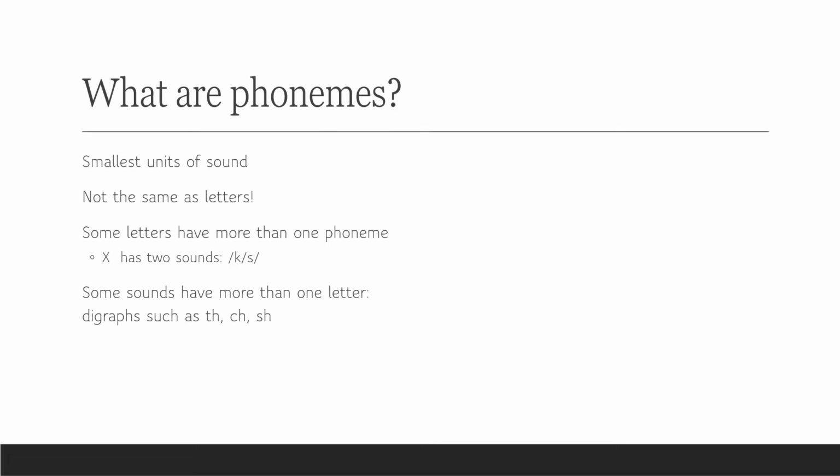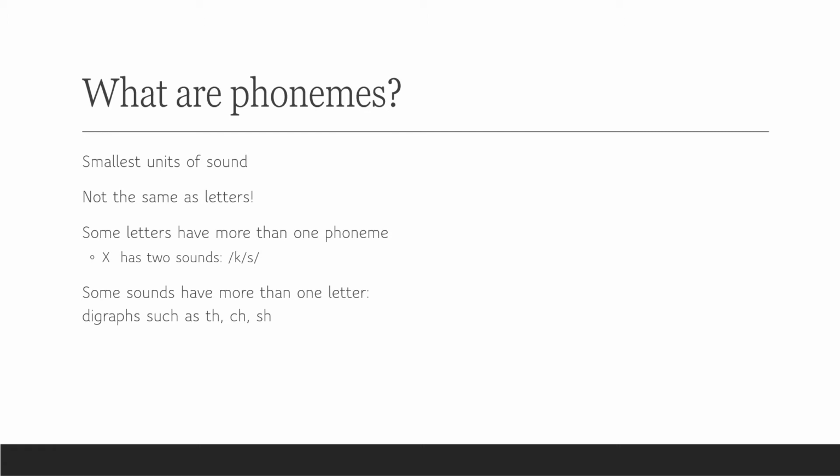Now, what are phonemes? Phonemes are the smallest unit of sound. They're not the same as letters because English is a little bit tricky. For example, in English, some letters have more than one phoneme. For example, X actually has two sounds. It's a k, s. So if you say six, for example, it's s, i, k, s. It has 4 sounds, even though it only has 3 letters.